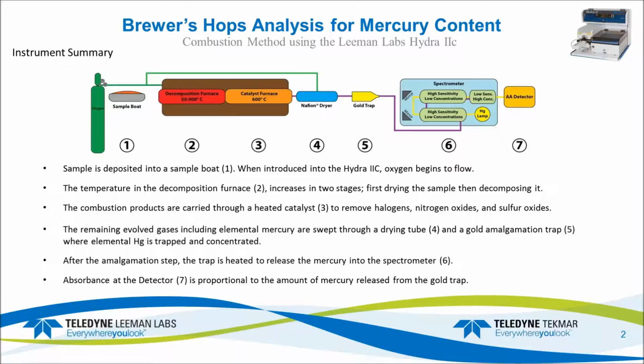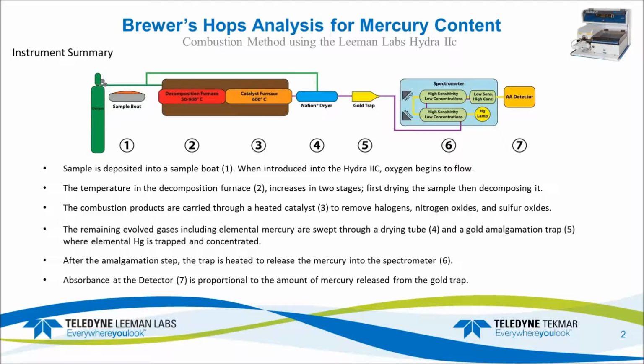The catalyst tube has several chemicals in there to help further break down the combustion products. The gases that are produced from that combustion then pass through the Nafion dryer, where any moisture is reduced, and that's going to help give us a better signal further on when we go into the flow cell.